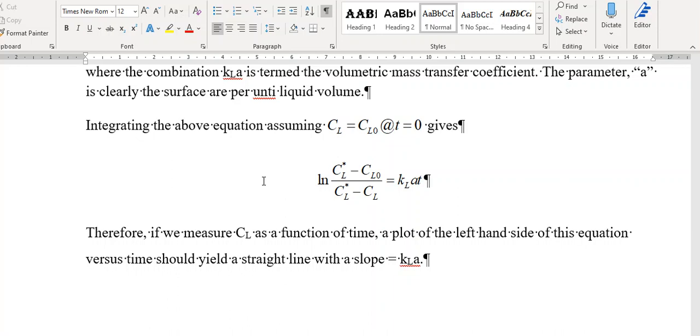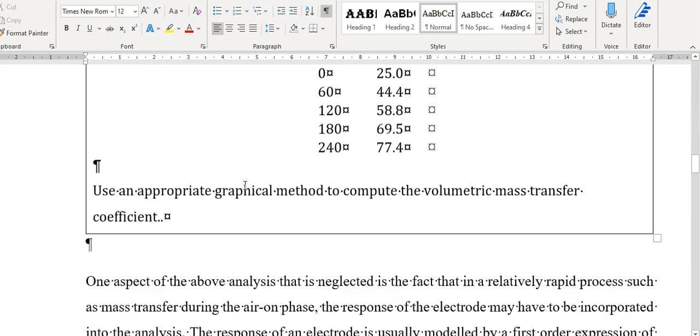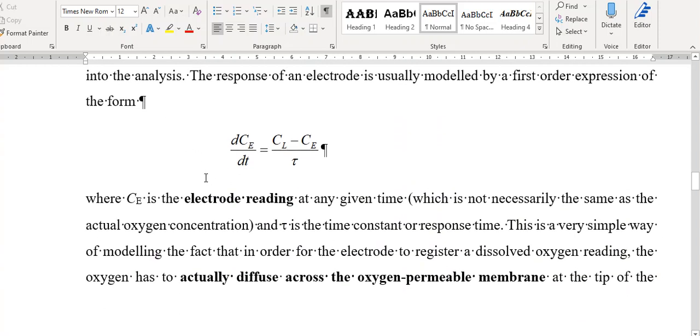And if you think about how we measure the Cl, or the dissolved oxygen concentration, how does it work? Well, the way a dissolved oxygen electrode works is that, if you look at the little probe you have, the probe has a little oxygen permeable membrane on it. So the oxygen from the liquid has to diffuse into the probe, where it sets off an electrochemical reaction, and that's recorded and it's calibrated.